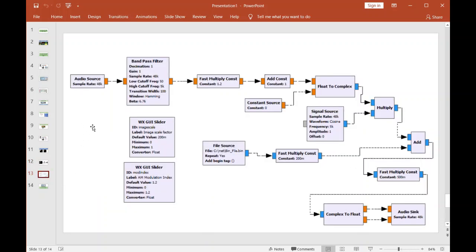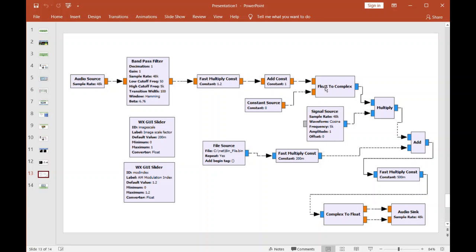Alright, pretty busy, but here's the GNURadio script, and again, just follow it block by block. It's not that hard. So basically, this is your audio source from your USB microphone or your microphone input on your computer. We'll send that through a bandpass filter, 50 to 5K. Then we got this modulation thing here. We're multiplying it by 1.2, adding a constant, we're just basically doing the AM radio equation, right?